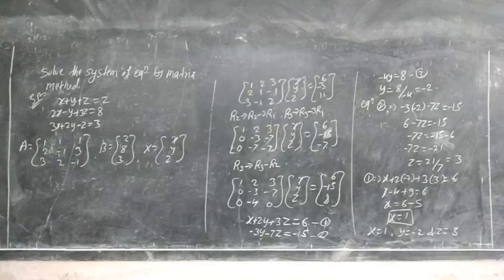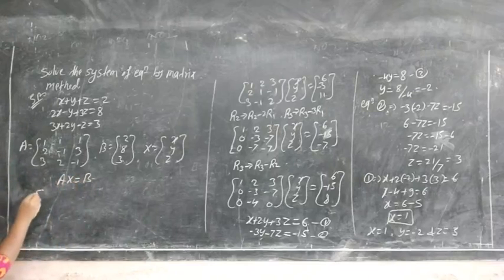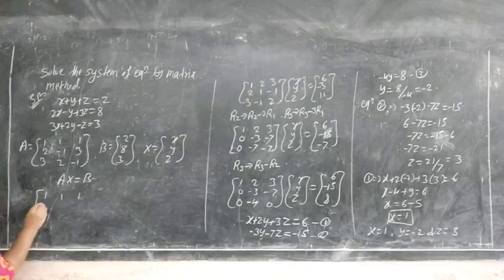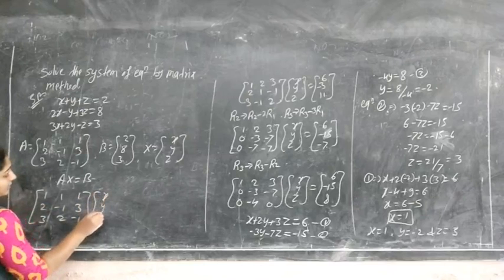Okay? Variables. So we have to consider AX is equal to B. Okay? What is the matrix A? 1, 1, 1, 2, minus 1, 3, 3, 2, minus 1 into the matrix X, which is x, y, z.